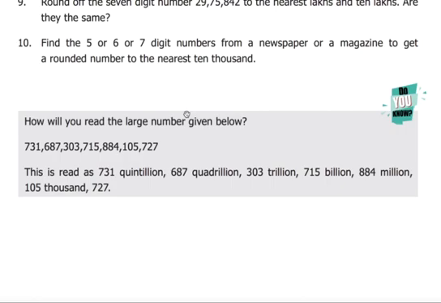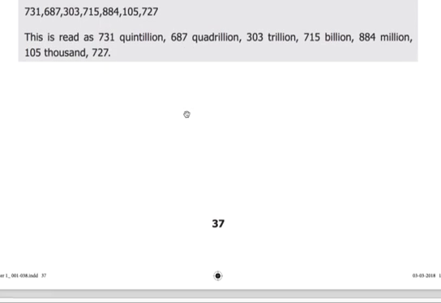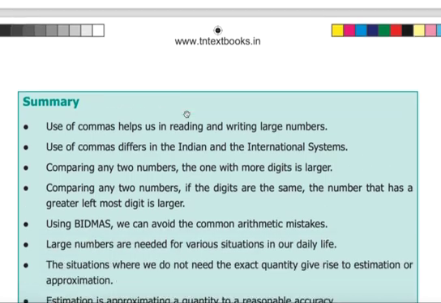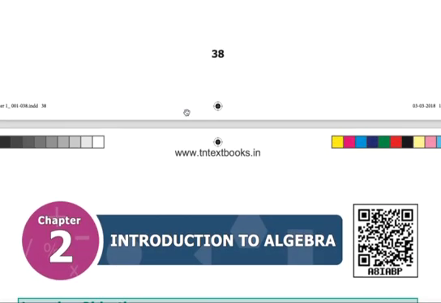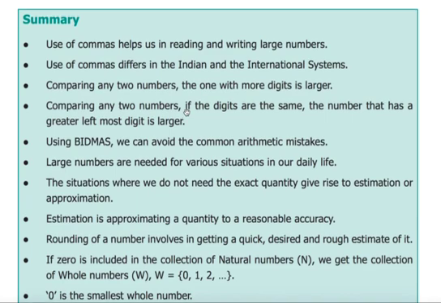Find 5, 6 or 7 digit numbers from a newspaper or a magazine to get a rounded number to the nearest thousand. That you can do. First you find it and then you can do. So we are almost at the end. We will look at the summary.